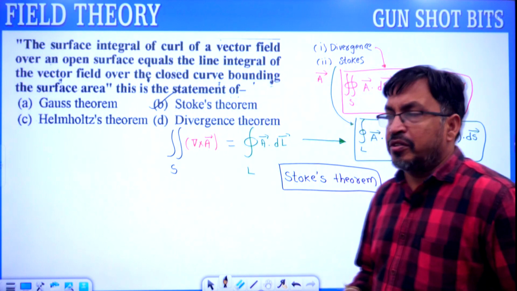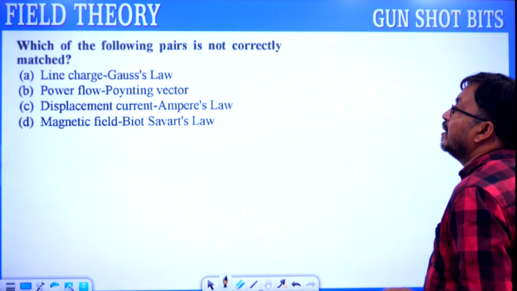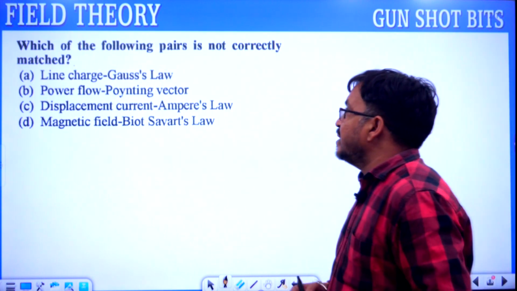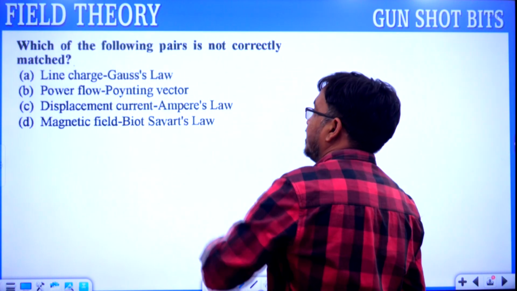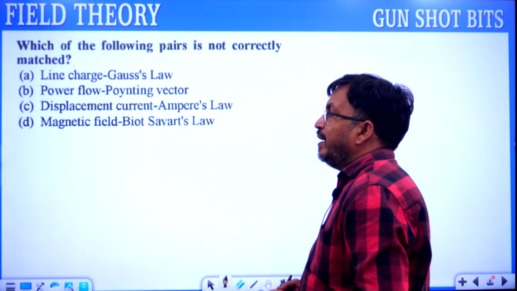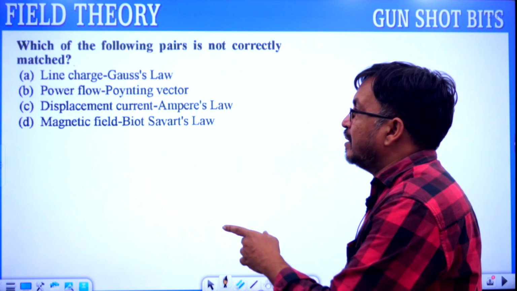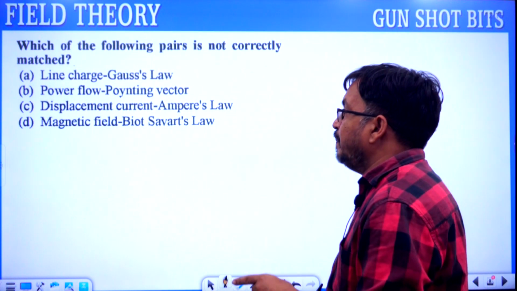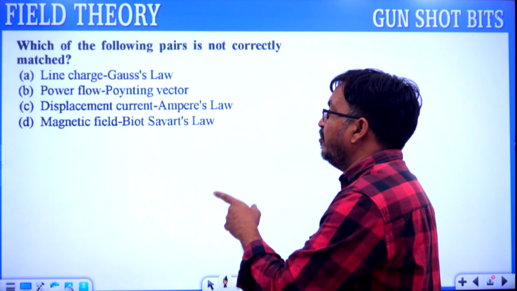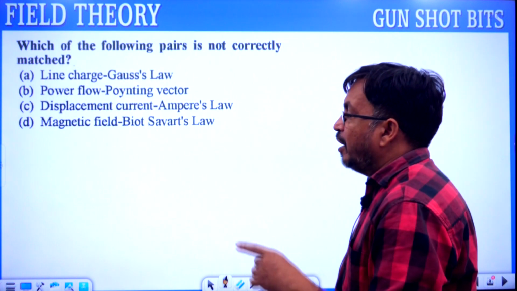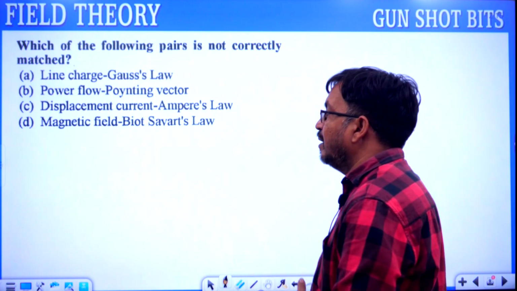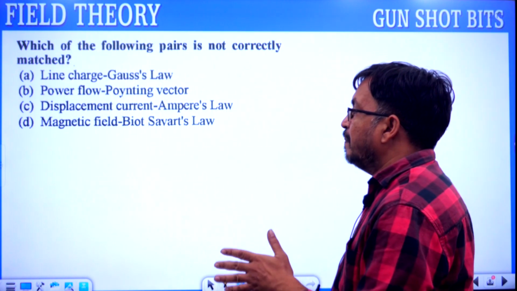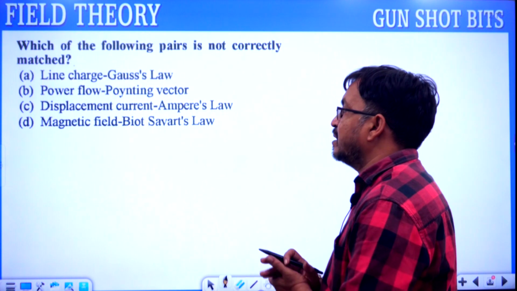Students, next question. Here we are discussing which of the following pairs is not correctly matched. Four pairs are given. Option A is a pair: line charge and Gauss law. Option B: power flow and Poynting vector. Option C: displacement current and Ampere's law. Option D: magnetic field and Biot-Savart's law.